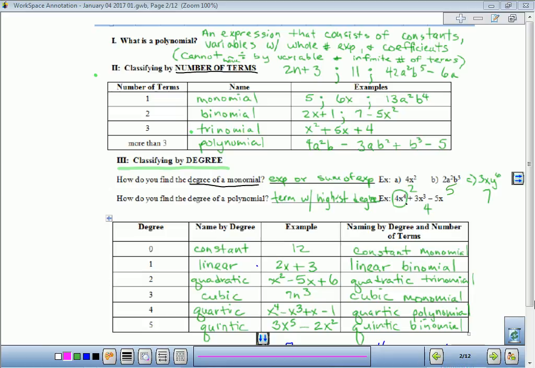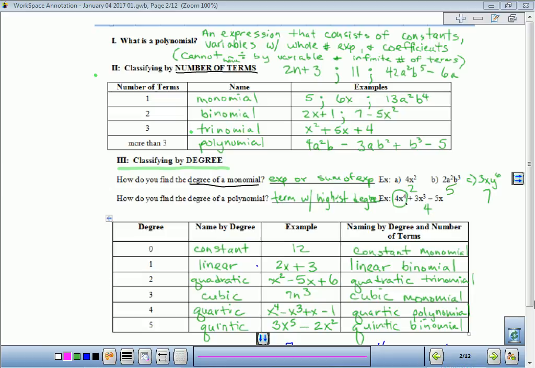Okay, we classify polynomials in two ways. We classify them by number of terms and by degree. And most of you remember this, which is really cool. So if it just has one term, we call that a monomial. 2 terms, it's a binomial. 3 terms, it's classified as a trinomial. And if it has more than 3 terms, we just call it a polynomial. Because what does the prefix poly mean? One. More than one, many.